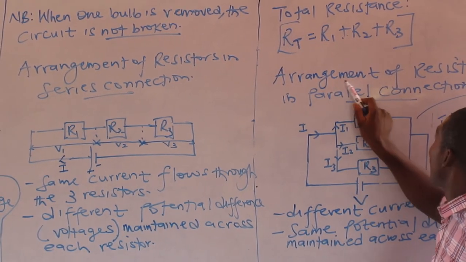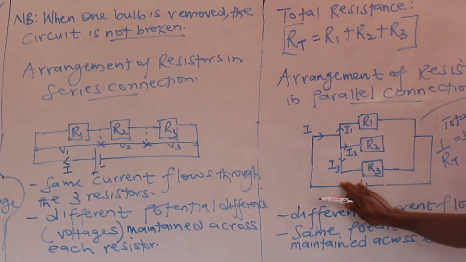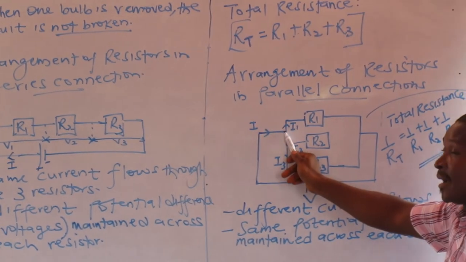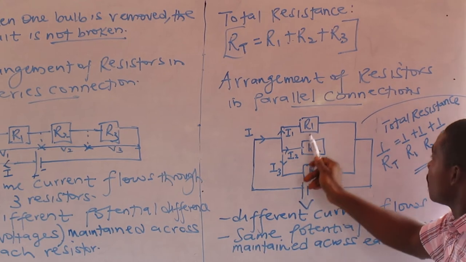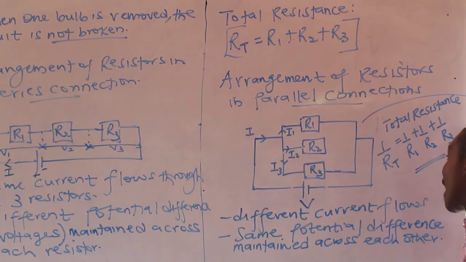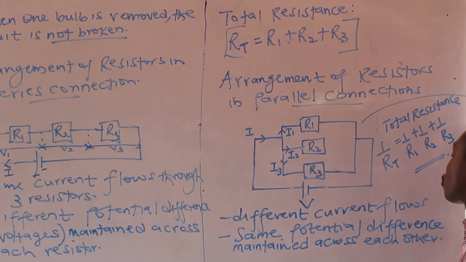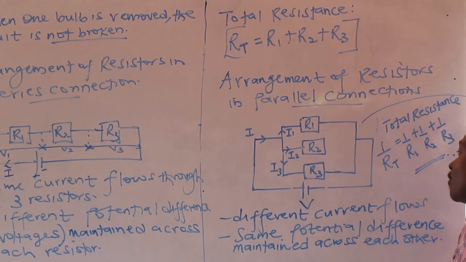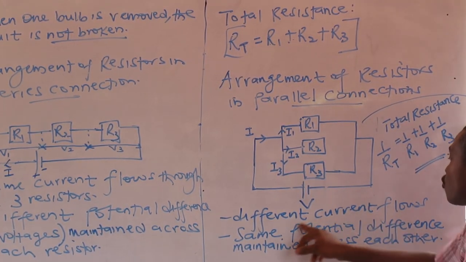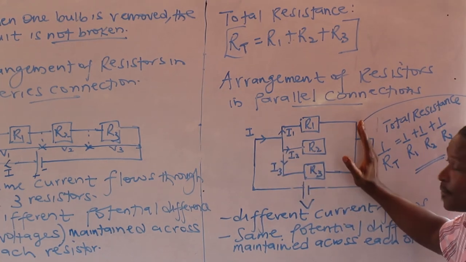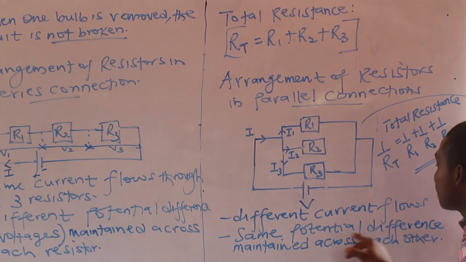Good. Now, arrangement of resistors in parallel. Look at the drawing very well. At the junction here, it breaks into I1, I2, I3. So I1 passes through R1, I2 passes through R2, I3 passes through R3. Good. Different current flows through. That's true, as you can see here. Same potential difference maintained across each.